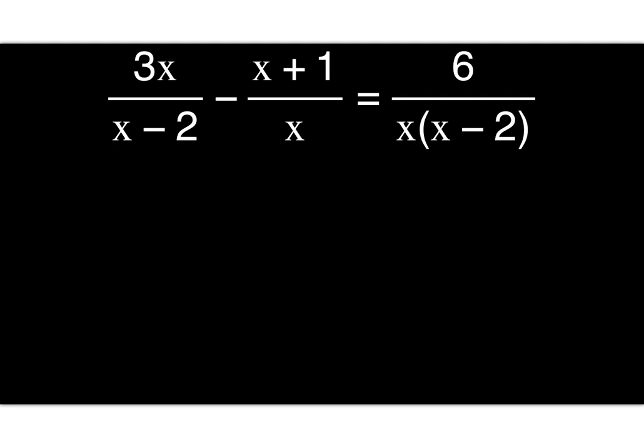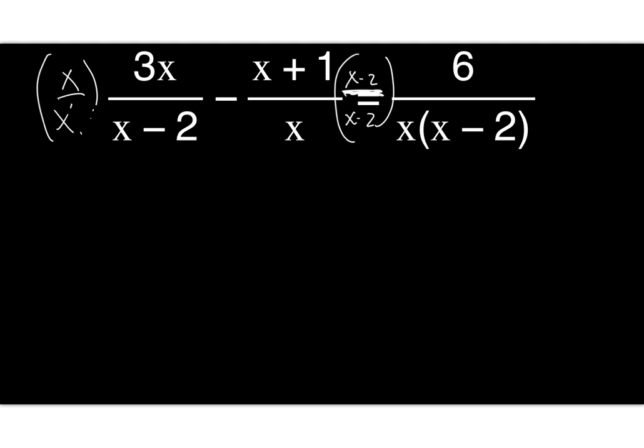Same idea. We need the denominators to all be the same. x times x minus 2. This is just x. This is just x minus 2. This is where I want to get to for my final denominator, which means this needs to be multiplied by x over x. The middle one needs to be multiplied by x minus 2 over x minus 2.